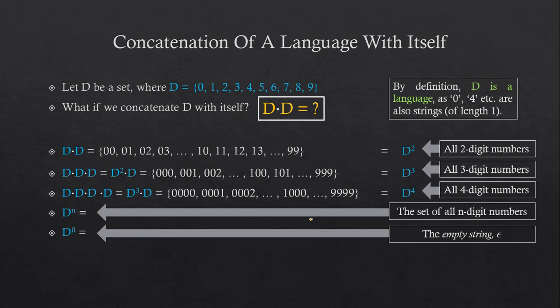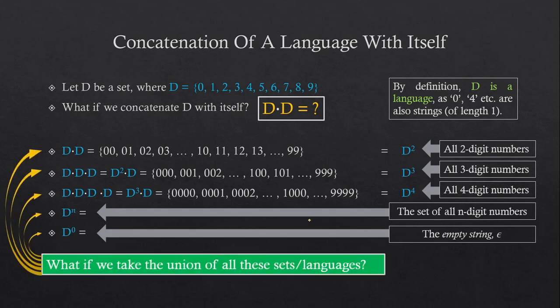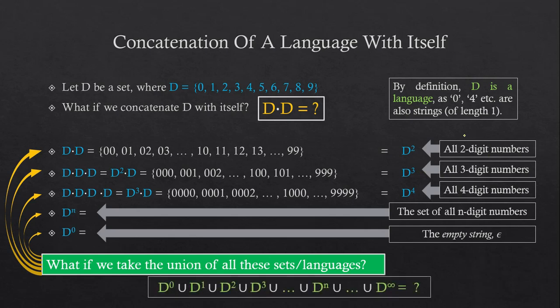And now the interesting question. If we take the union of all these sets, what do you think we get? We will have every 2-digit number, 3-digit number, 4-digit number, and so on. So basically, we will have numbers of any length. This is called the Kleene closure. More on that on the next slide.